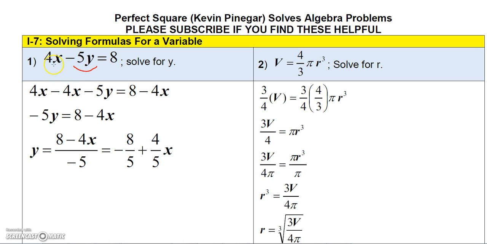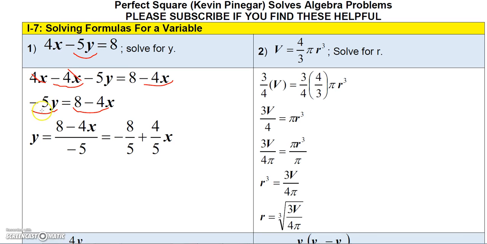So if I subtract 4x from the left hand side, and you can see I'm doing that right here, I can do that as long as I subtract 4x from the right hand side. Okay, then the 4x and the minus 4x will actually cancel, and I'll just be left with the minus 5y on the left, and I'll have the 8 minus 4x on the right.